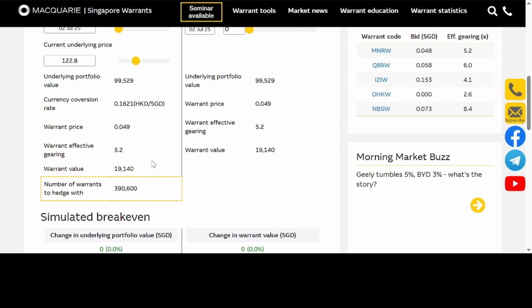The number of warrants to buy with this $19,140 is 390,600 units at its current price of 4.9 cents.